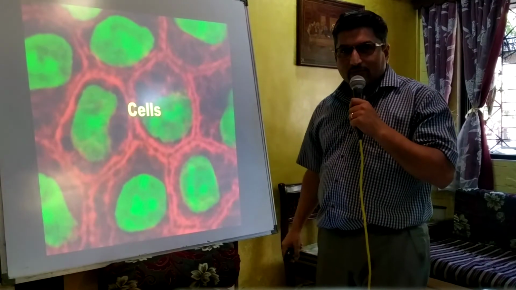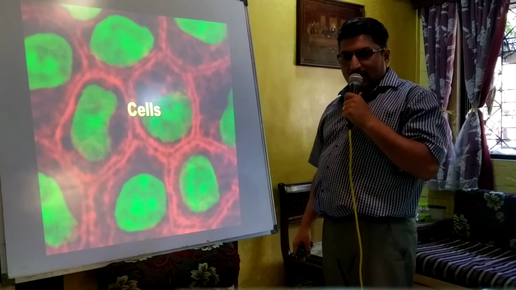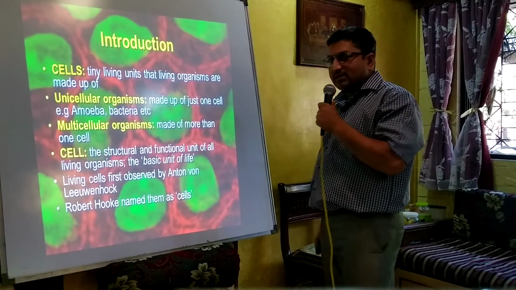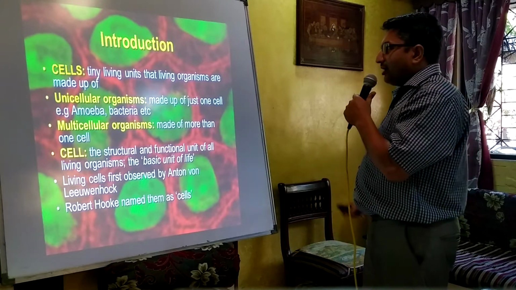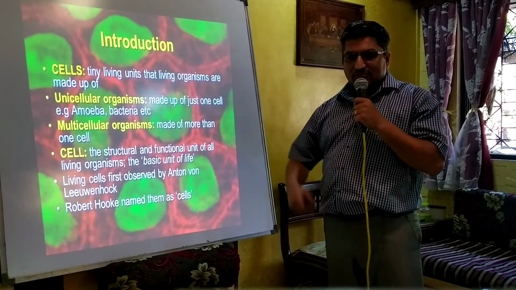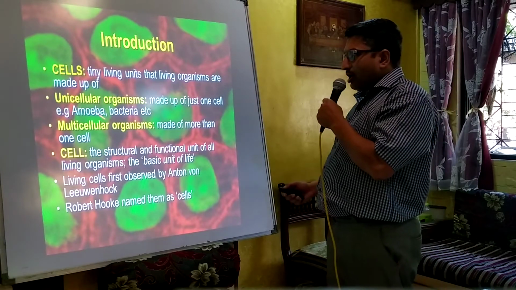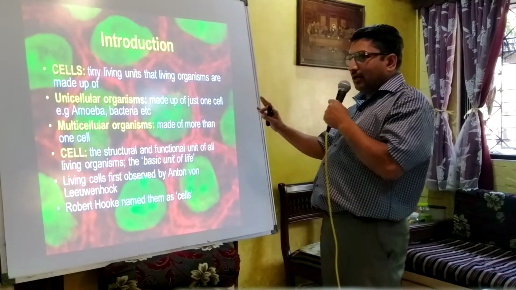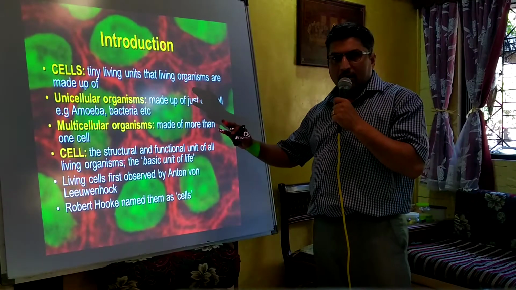So my dear class 9 boys, as we begin our first chapter on cells, let us have a close look at what cells are all about. Cells are tiny living units that living organisms are made of. We have different types of cells. First, we have the unicellular organisms. In a unicellular organism, the whole organism is made up of just one cell. Examples of such unicellular organisms are amoeba and bacteria.